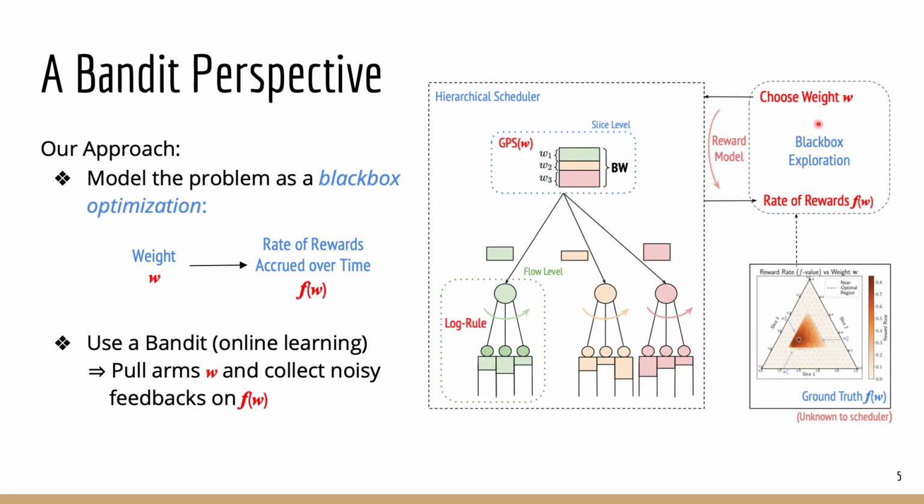But we can always choose different weights W to run the scheduler and collect feedback, and then try to get an estimation over the function F(W). In other words, we are using a bandit. The arms are the weights W, while the feedbacks are how good this hierarchical scheduler performs under different W.